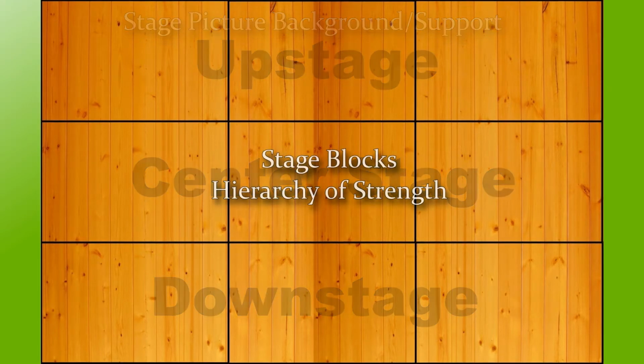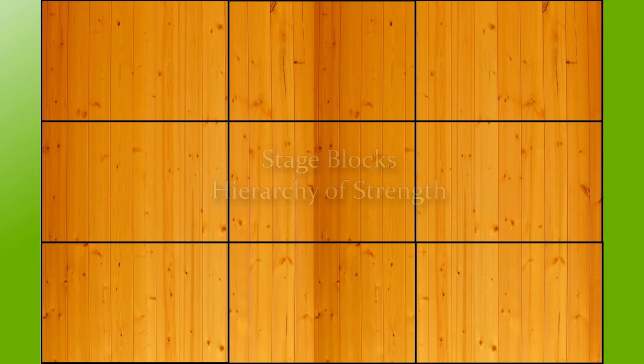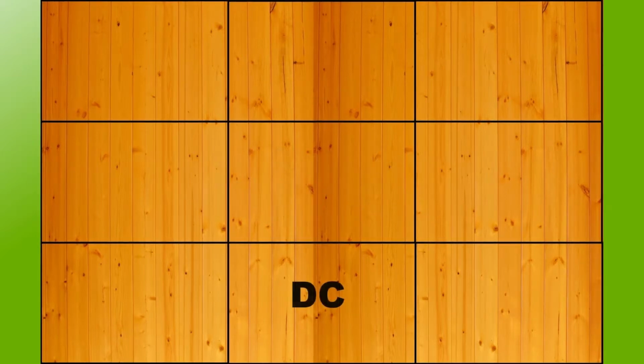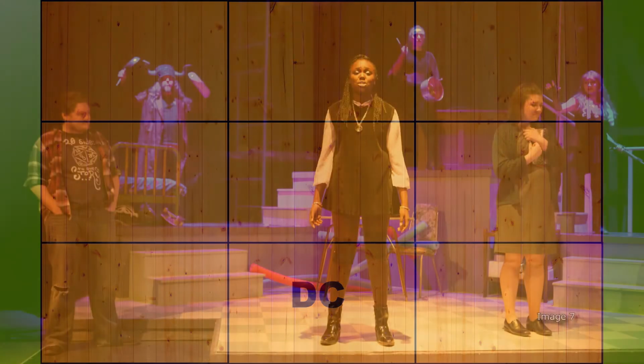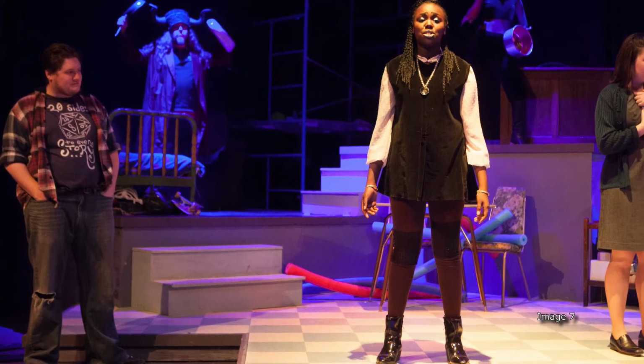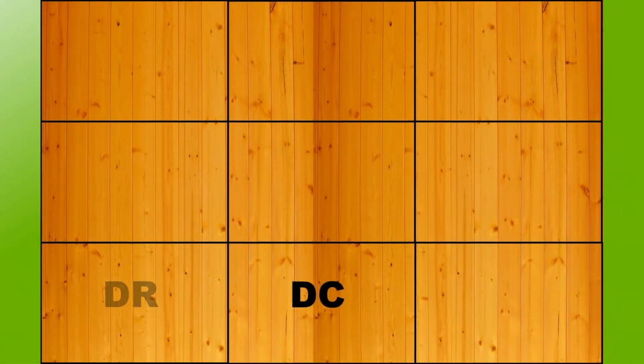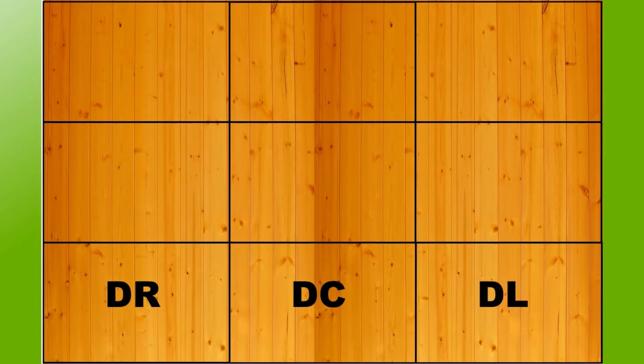There is a hierarchy of strength in each of the blocks on stage. As we have said, the down center block is the strongest block on the stage because of the tendency of the audience's eye to rest on the center of a composition. Because our eye tends to scan a composition from left to right, the down right block is the second strongest block on the stage. This leaves the down left block as the third strongest block.